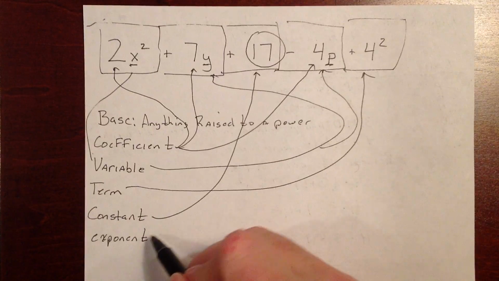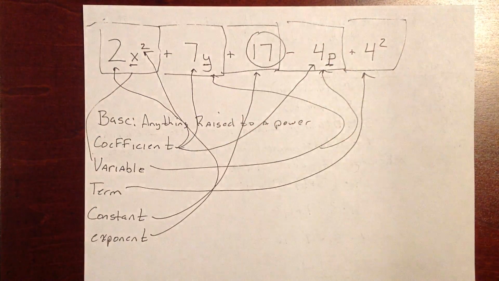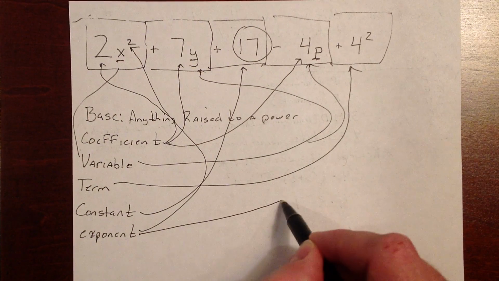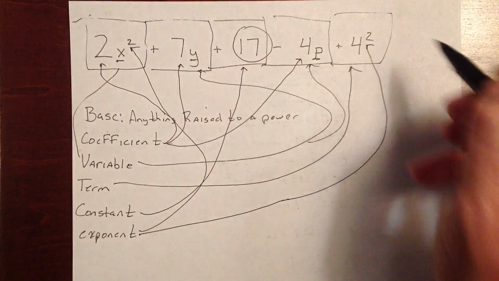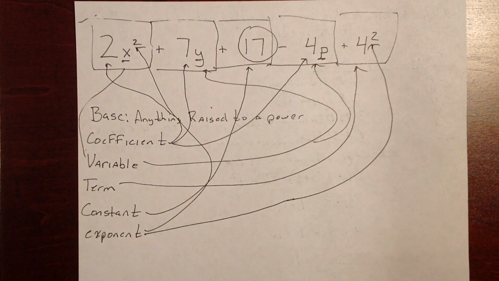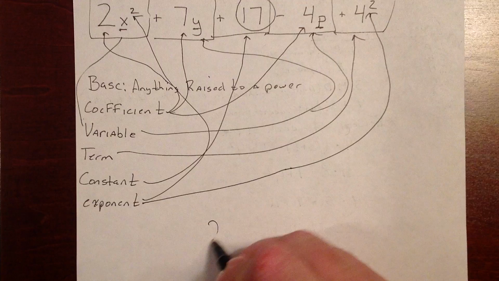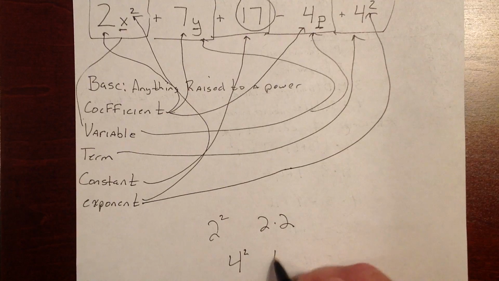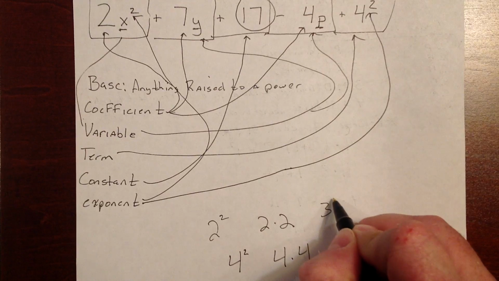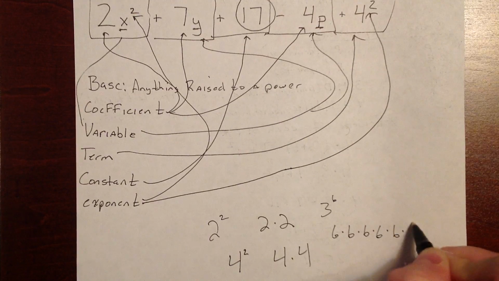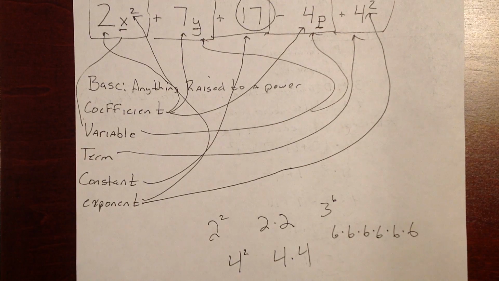And finally, an exponent is simply this right here. That is the power that you're raising either some number or some variable to. That is an exponent. Something squared simply means if I have 2 squared, that means 2 times 2. If I have 4 squared, that means 4 times 4. Not 4 times 2, but 4 times 4. If I have 3 to the 6th power, that means I've got 3 times 3 times 3 times 3 times 3 times 3, and I would multiply that on out.